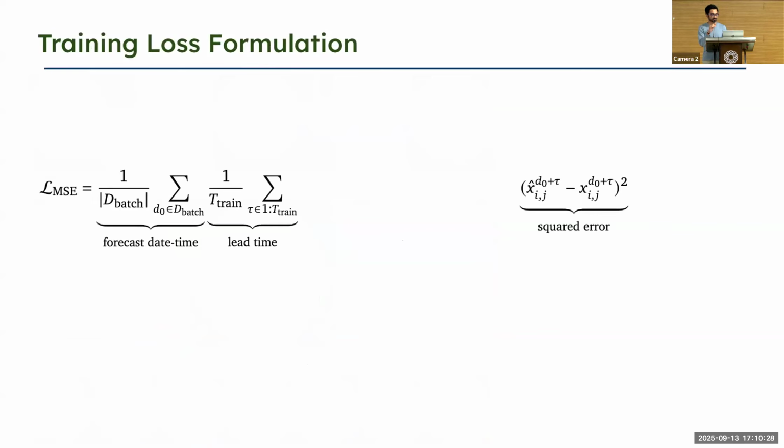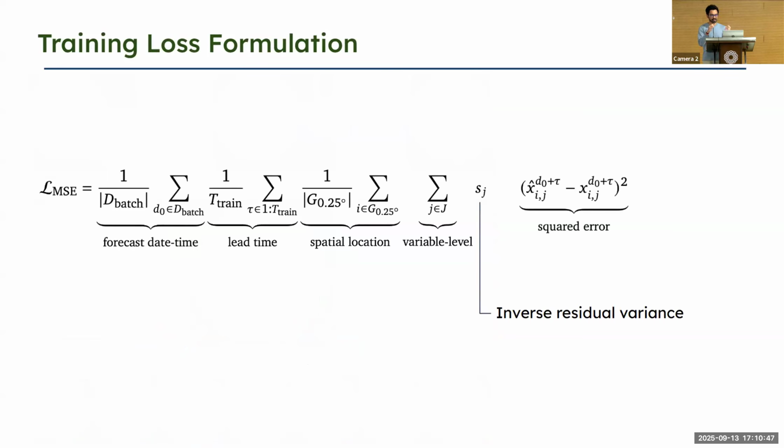So the loss function: you take the batch, you take a particular lead time. GraphCast trained it for 3 days lead time, so they just average the loss over that. Then a spatial location, G 0.25, is just all the 0.25 degree grids. Then the variable levels, which is the pressure levels of the variable. And then you take what they call the inverse residual variance, which is just to normalize across all lead times.